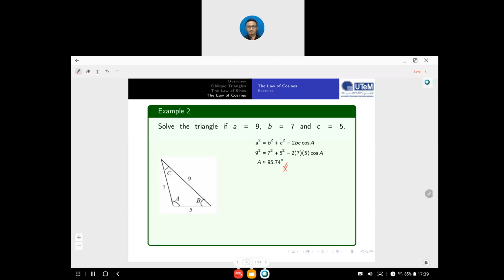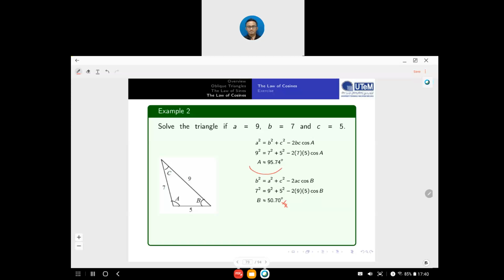When you solve this equation, you can get the value of A, whereby A equals 95.74 degrees. And then B is also the same thing. You can get this equation: 7 squared equals 9 squared plus 5 squared minus 2 times 9 times 5 times cos B. Then you can get the value of B, whereby B equals 50.70.